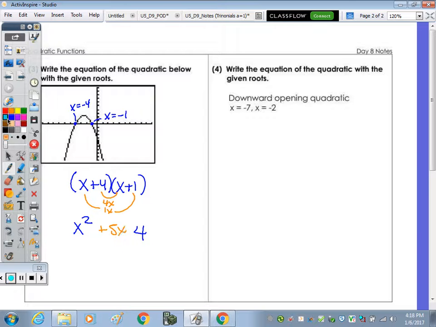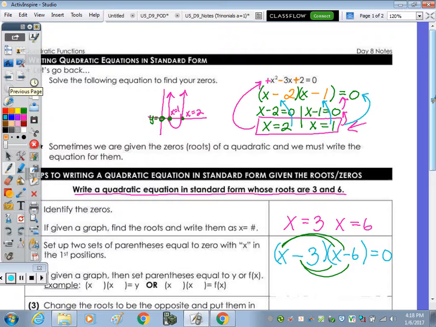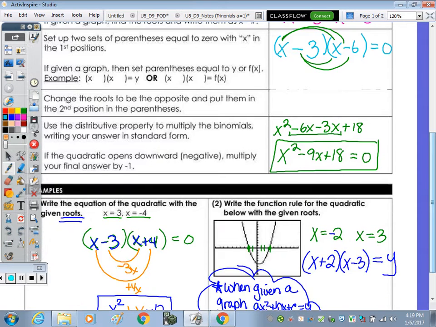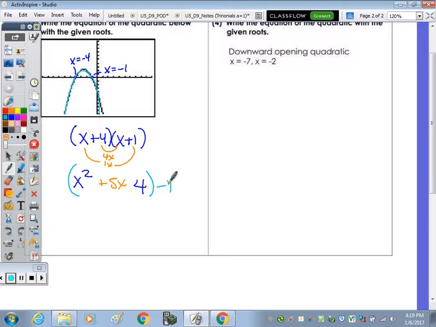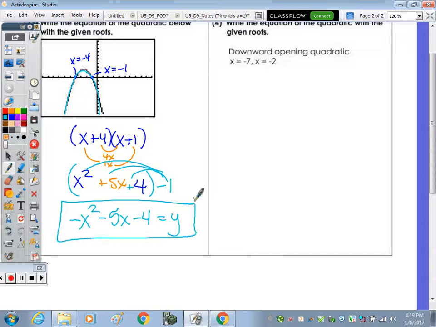Now, because the parabola is upside down, this is where it highlights that first part of your notes. I believe I skipped right over. If the quadratic equation opens downward, we multiply our final answer by negative 1 to turn it upside down. So multiply this by negative 1 to make it a negative x squared, which opens down. And we get negative x squared minus 5x, and that positive 4 changes to a negative 4. And it's equal to y because it's a graph.